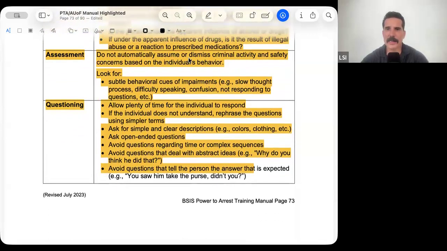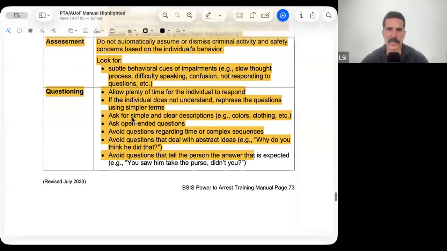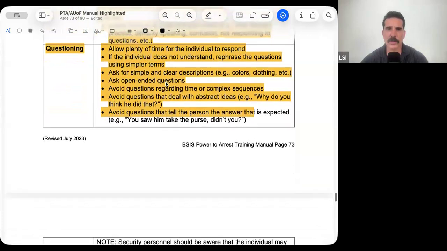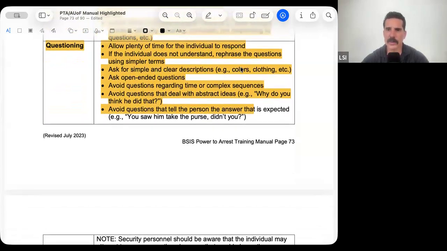Assessment. Do not automatically assume or dismiss criminal activity and safety concerns based on the individual's behavior. Look for subtle behavioral cues of impairments, for example, slow thought process, difficulty speaking, confusion, not responding to questions, etc. Questioning. Allow plenty of time for the individual to respond. If the individual does not understand, rephrase the questions, use simpler terms. Ask for simple and clear descriptions, for example, colors, clothing, etc. Ask open-ended questions. Avoid questions regarding time or complex sequences. Avoid questions that deal with abstract ideas.